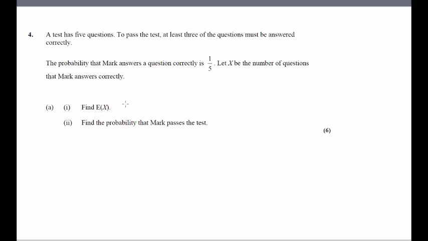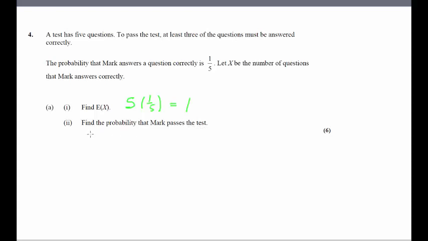And again, this formula is just simply he has 5 questions or 5 chances to get it right. 1/5 of the time he answers correctly, so we would expect in 5 questions for him to get 1 of them right. So there's finding the expected value, or the expected number that he would get right, and then find the probability that he passes the test.